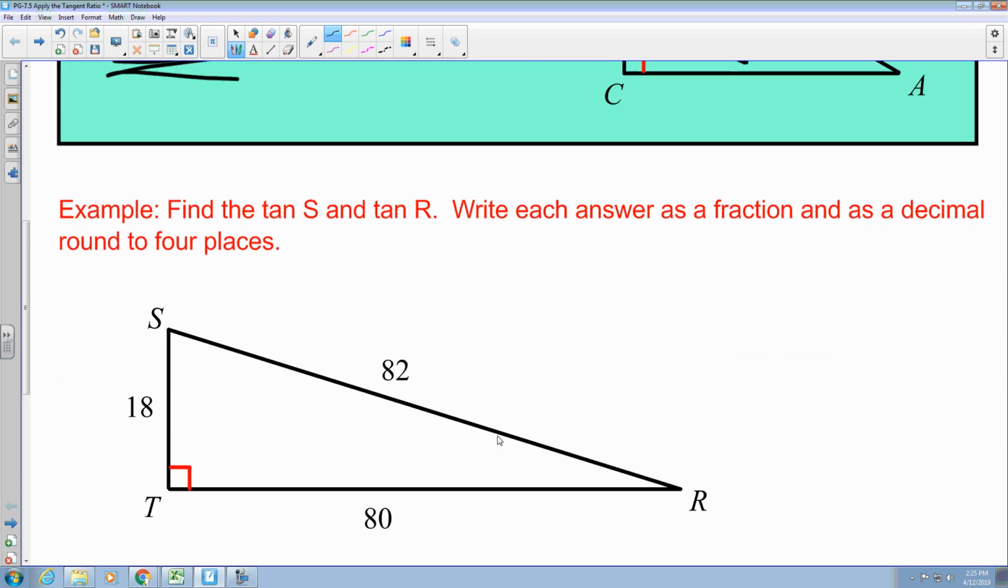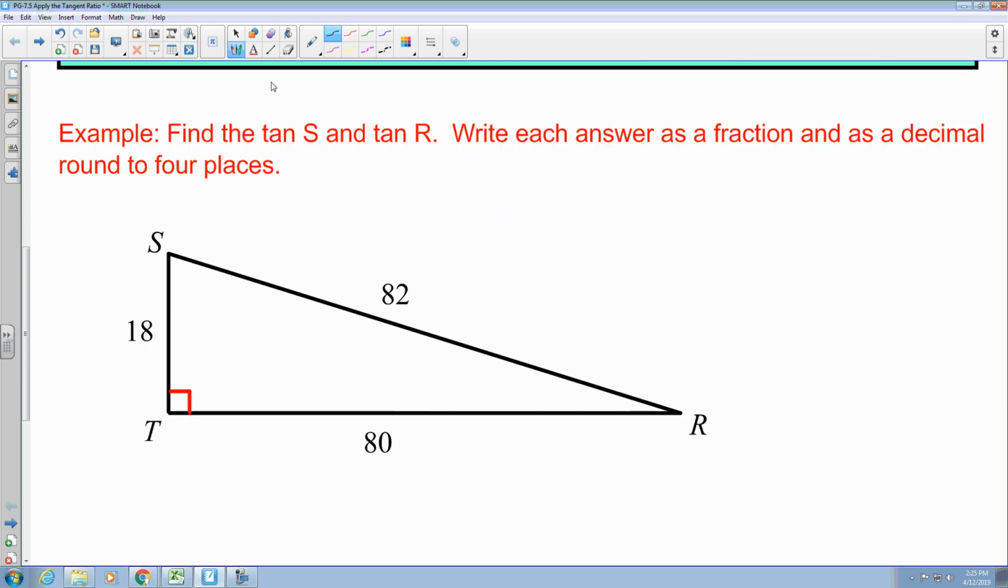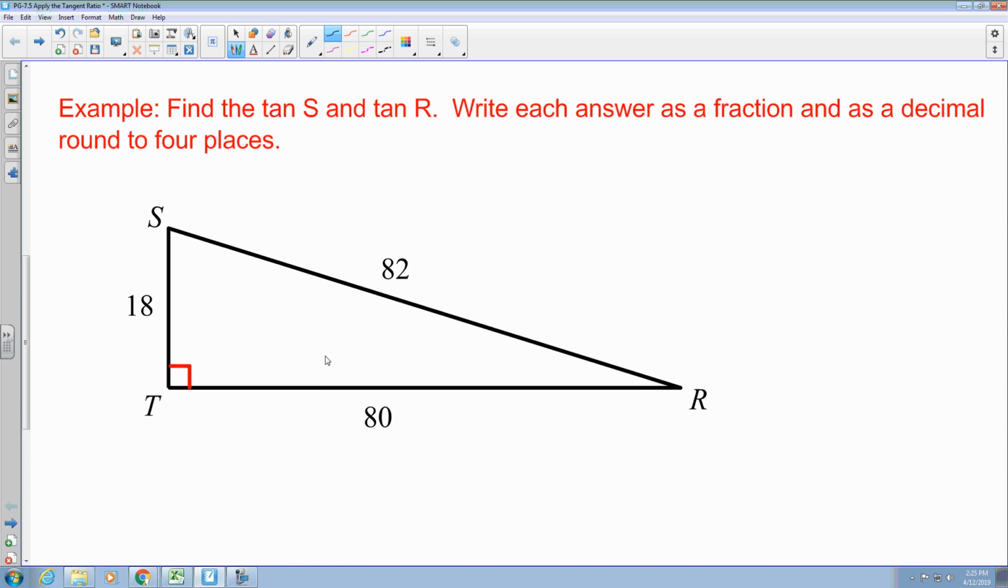Okay, so this first example says find tangent S and tangent R, and write each answer as a fraction and as a decimal, rounding to 4 decimal places. So this is something that they're asking you in your homework assignment. To find tangent S, tangent S is right here. In this case, this is going to equal the opposite, which is 80, divided by the adjacent, which is 18.